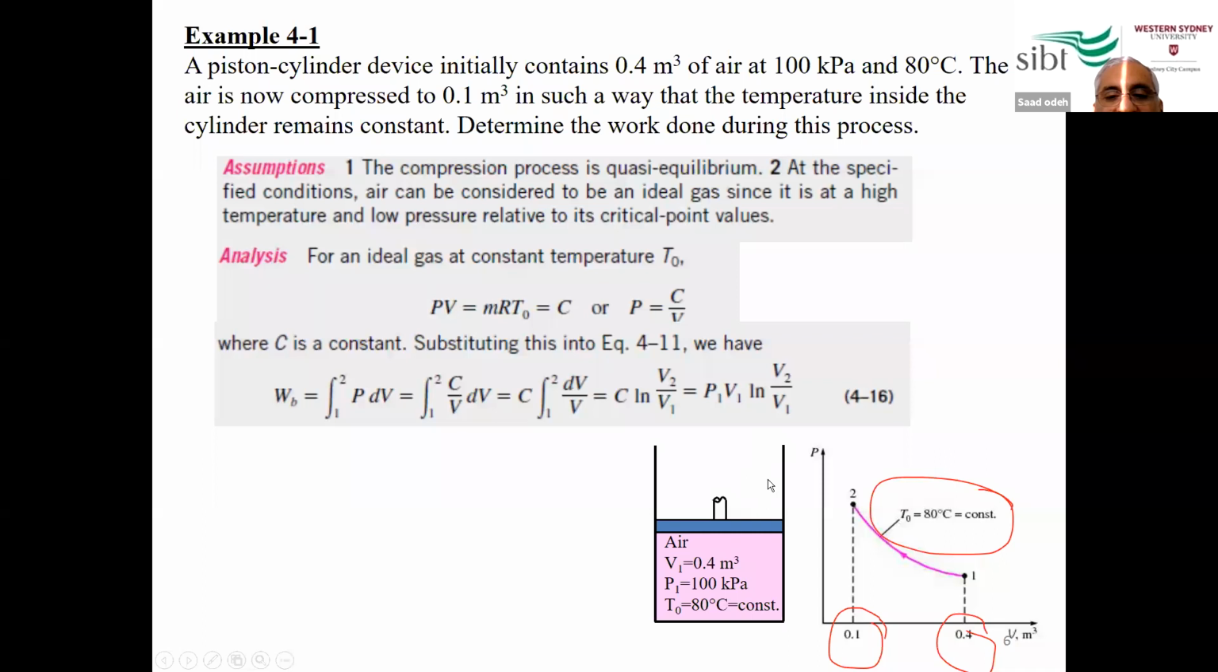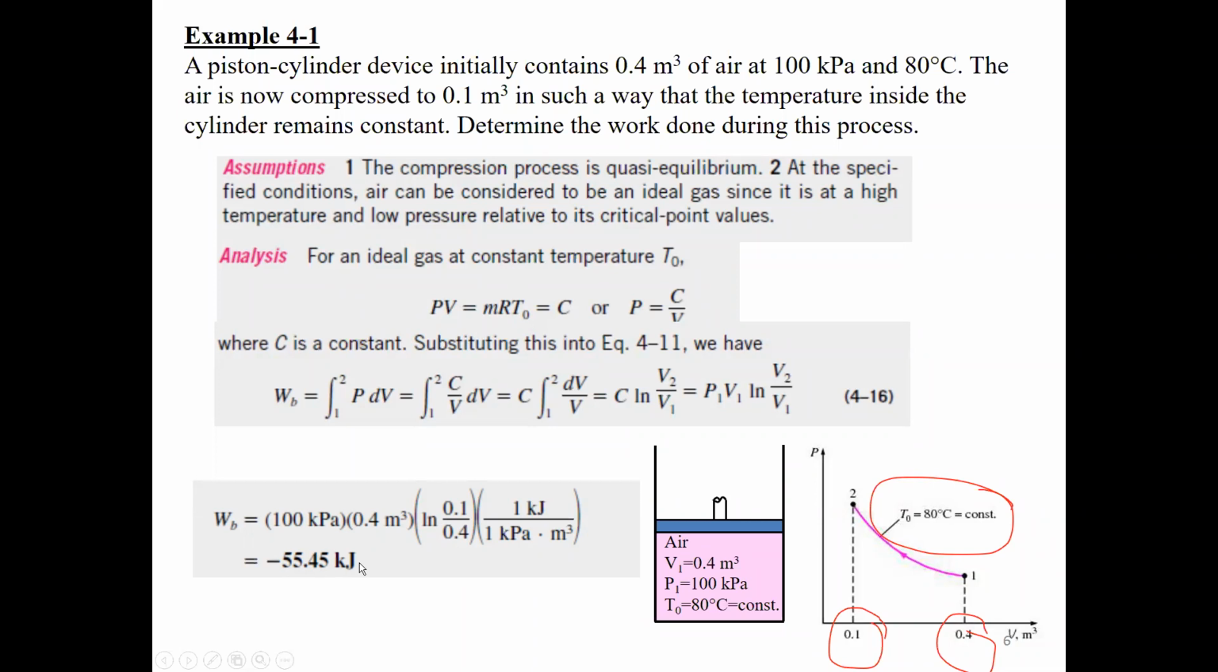Okay, so 55.45 kilojoule, right? This is what you got? I think the negative is due to the compression. Yeah, correct. Is it supposed to be negative? That's what I'm trying to correct. Very good.